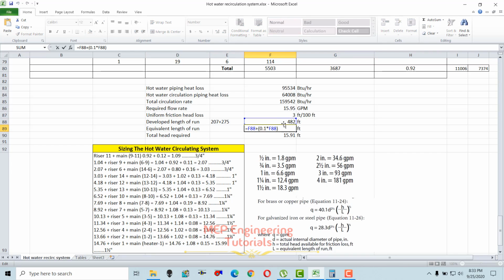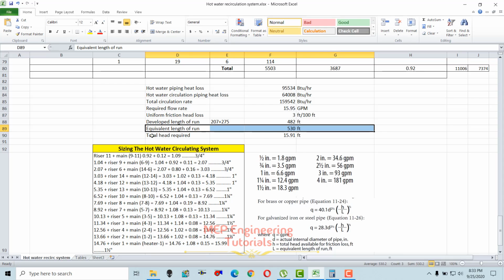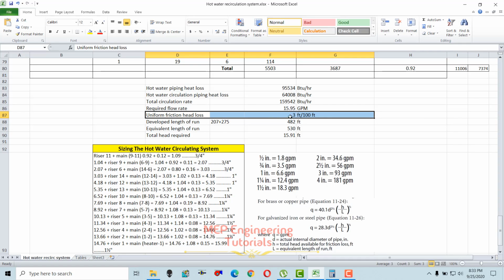So you can see that this value plus 10% of this value, we'll get 530 feet as the total equivalent length of run. So now we know the equivalent length of run, and we know the friction head loss, that is 3 feet per 100 feet. It is the recommended value, 3 feet per 100 feet. That's why we have used this one. If you increase this value to 5, 8 or 10, you will have more losses. That's why we have selected 3 to have uniform losses.